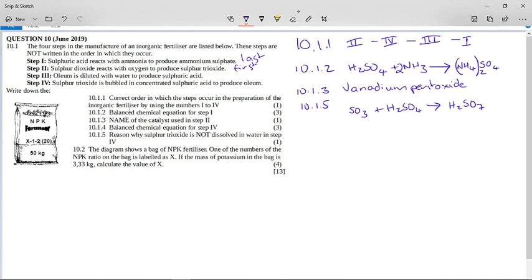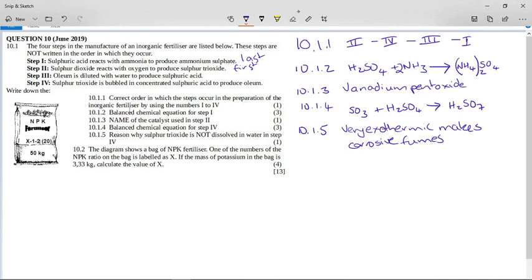Okay, now this is 10.1.4. Sorry, I wrote 10.1.5. Why is sulfur trioxide not dissolved in water in step 4? Why do they put it into the concentrated sulfuric acid? Remember, if you put this sulfur trioxide in water, it's a dangerous reaction. It's very exothermic, and it makes those fumes, which are basically sulfuric acid fumes, so they are corrosive fumes. So you need to say something here about it makes corrosive or dangerous or very exothermic fumes, something like that.